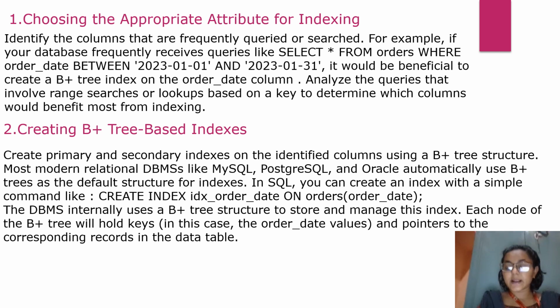Create primary and secondary indexes on the identified columns using a B plus tree structure. To build a B plus tree structure, we have to use primary and secondary indexing. Most modern relational DBMS like MySQL, PostgreSQL, and Oracle automatically use B plus trees as the default structure for indexes.